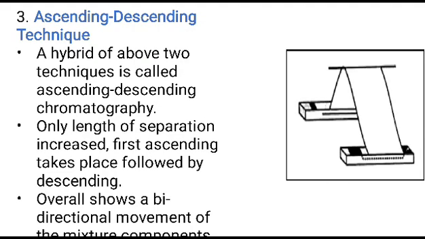The third method is the ascending-descending technique. It is a hybrid of the above two techniques. Only the length of separation is increased. First ascending takes place, followed by descending. Overall it shows a bidirectional movement of the mixture components. So here only the length of separation is increased. This is the advantage of this method.